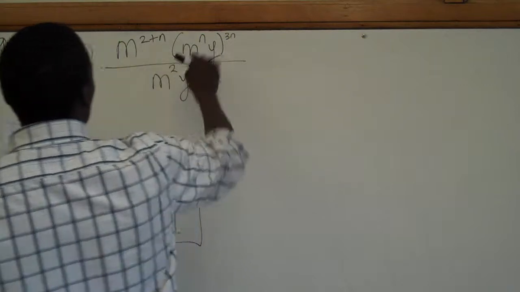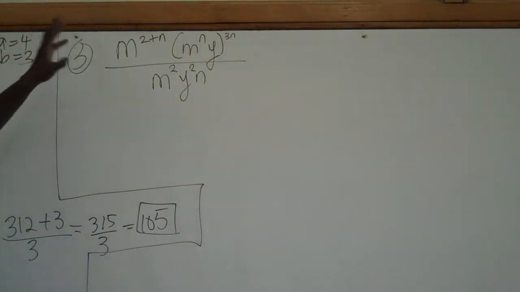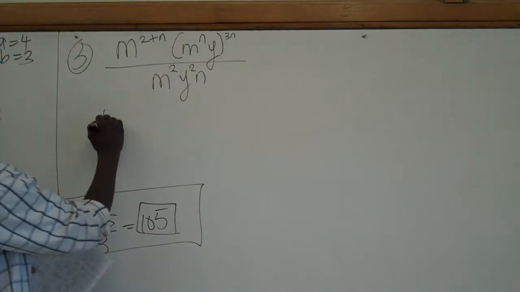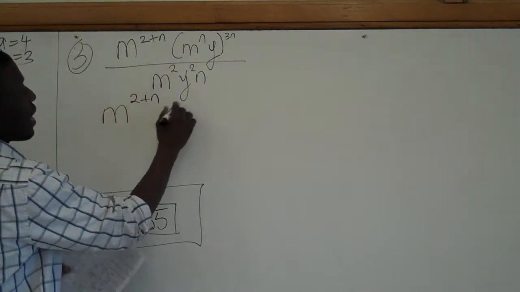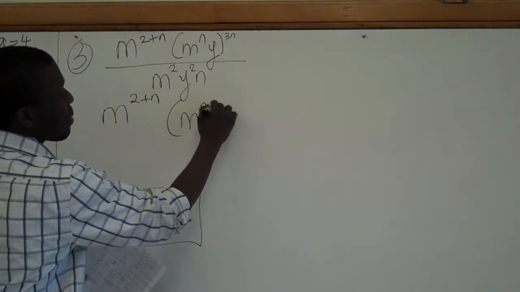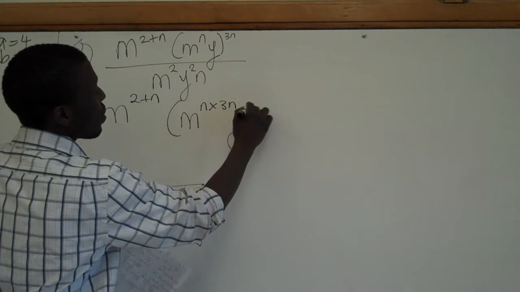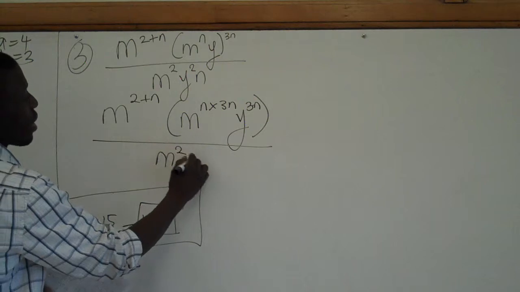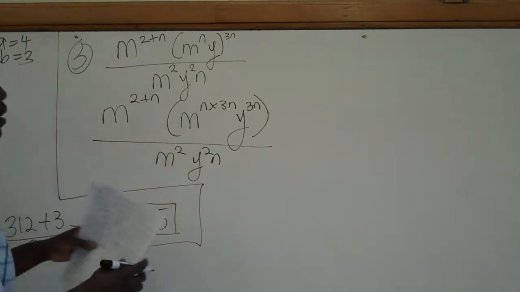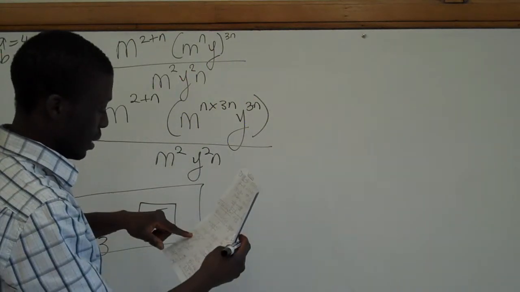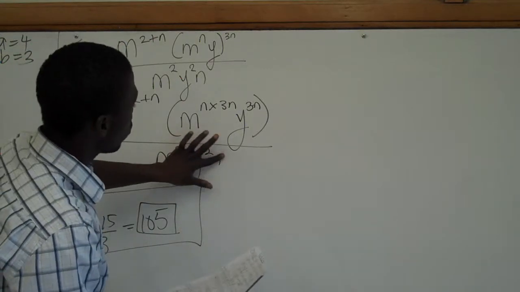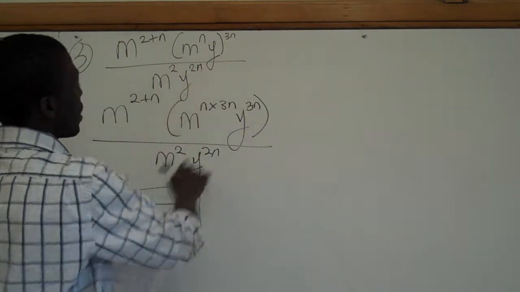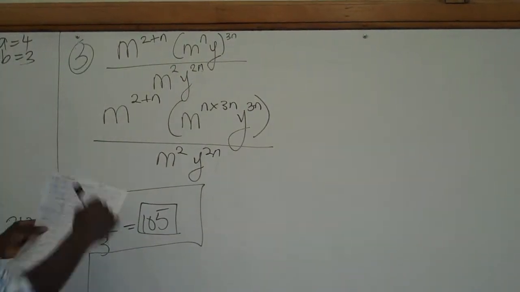Yay! M to the power 2 plus n. The laws of indices, so just look at it right away. You can deal with these exponents. That's the first thing you need to do. M to the power 2 plus n, and then it becomes m to the power n times 3n, y to the power 3n. That's now what's in the bracket, divided by m squared, y to the power 2n. This is supposed to be an n up there, okay? It's not a y to the n, it's y to the power 2n.